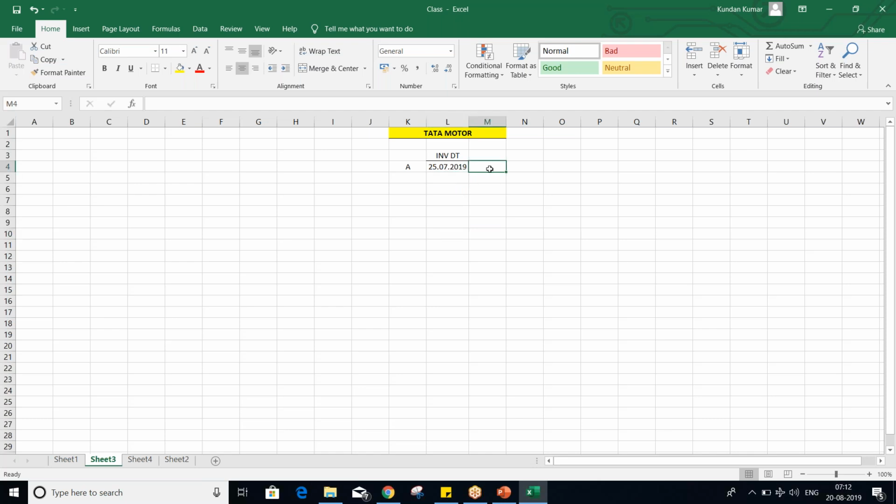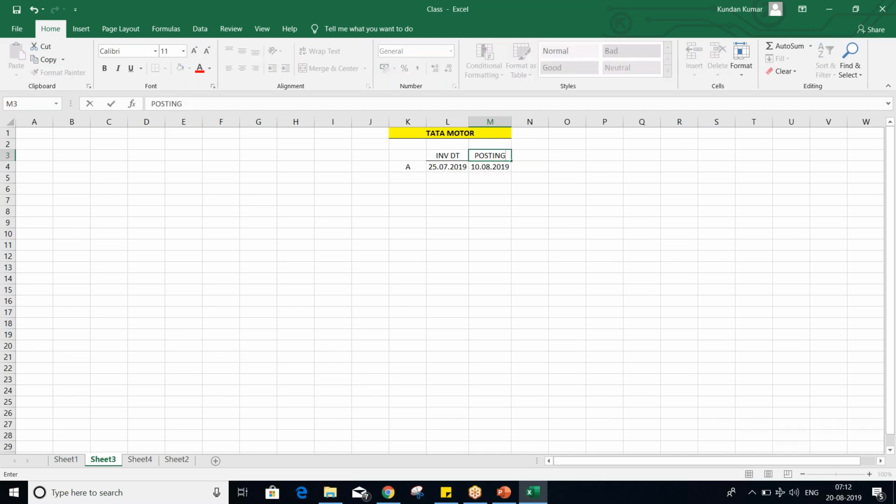Now, say for example, after 15 days, or after 20 days, the user is able to remember. On this date, the user is able to remember. So on this date, the actual posting is happening. Okay. Now here, what is happening?